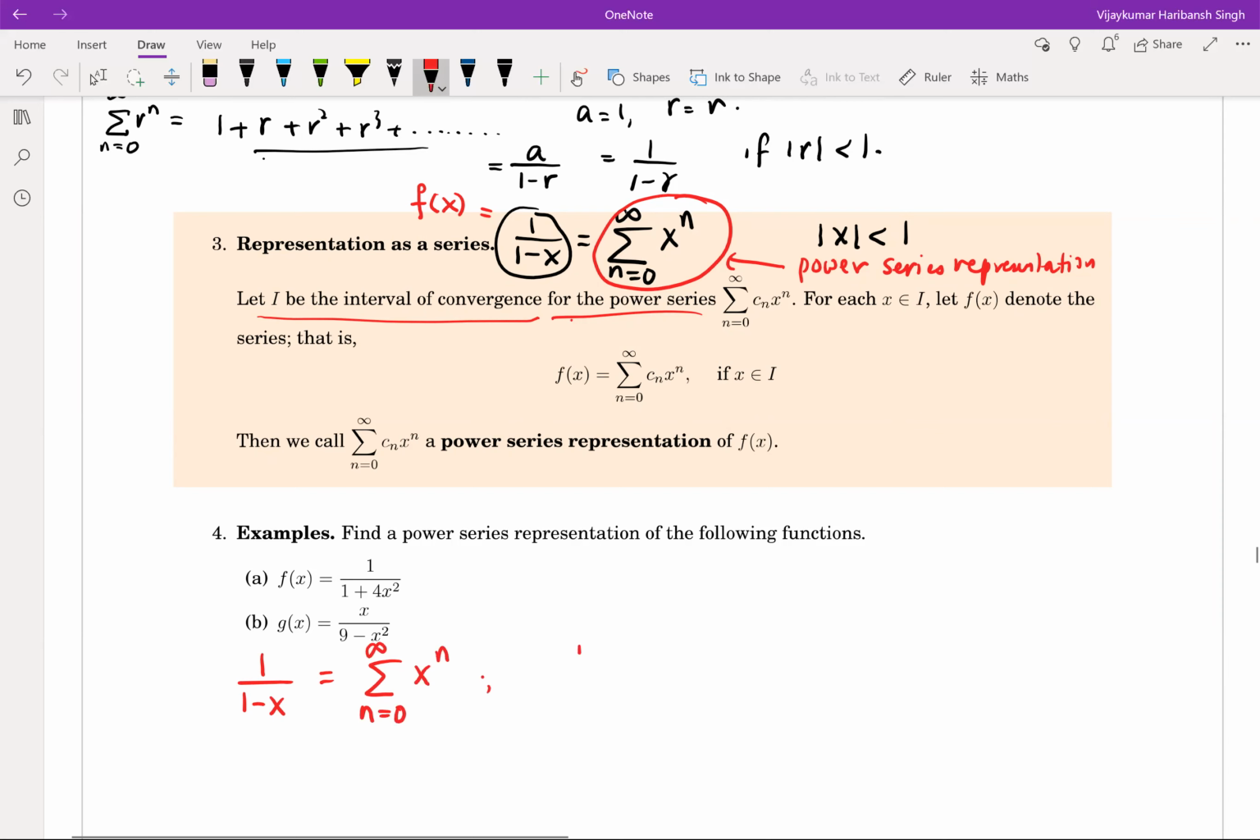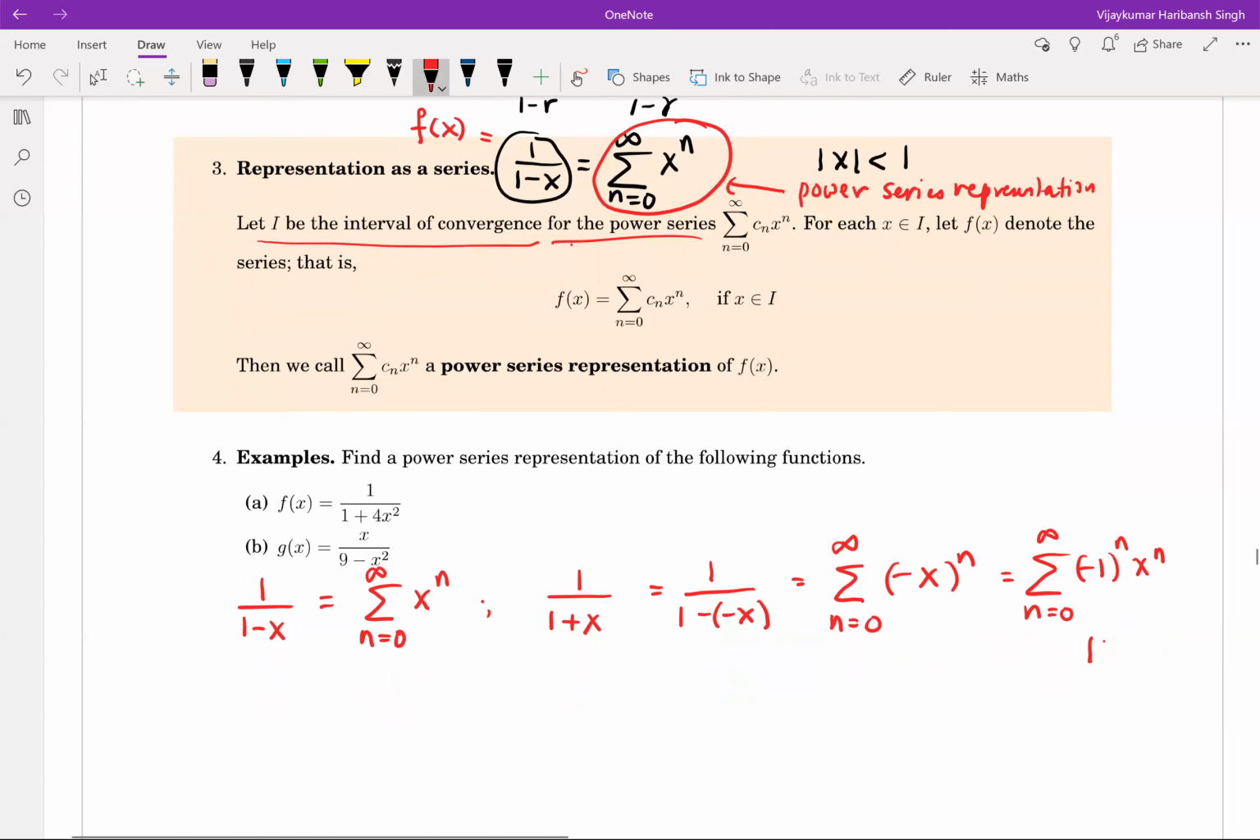Before we go and do problem A, let's see what 1 upon 1 plus x is going to be. Before I write the summation, I will convert it into the previous form. So it's going to be 1 upon 1 minus of minus x. Now in this formula, instead of having x, you have minus x. So this is going to be the summation n equals 0 to infinity minus x to the power n. Then you simplify it a bit, so it's n equals 0 to infinity minus 1 to the power n, x to the power n. Note that this is all valid when the absolute value of x is less than 1. Otherwise this is not valid. So 1 over 1 plus x can be represented as this power series here.